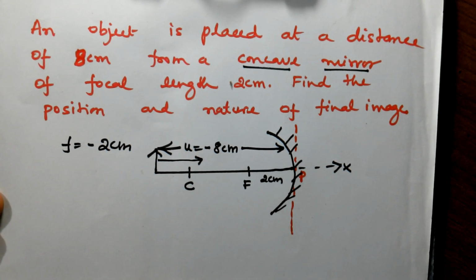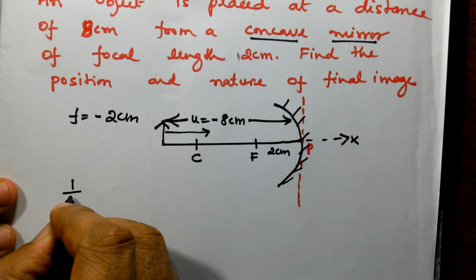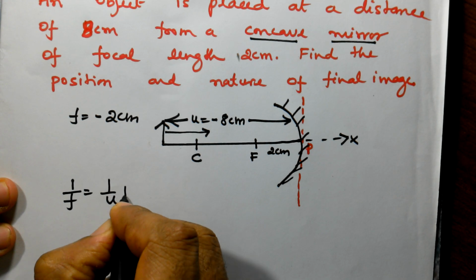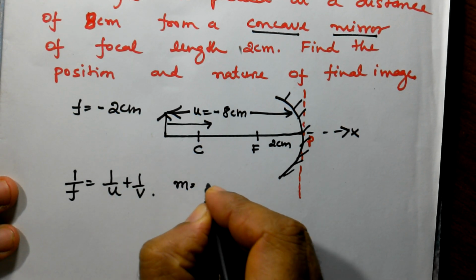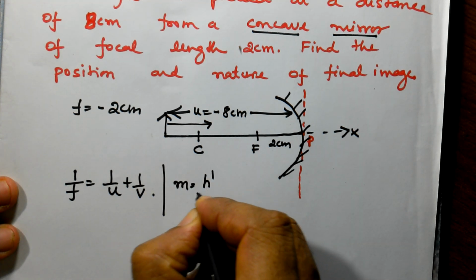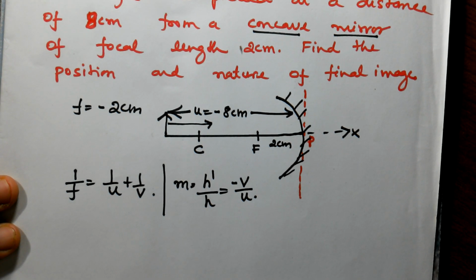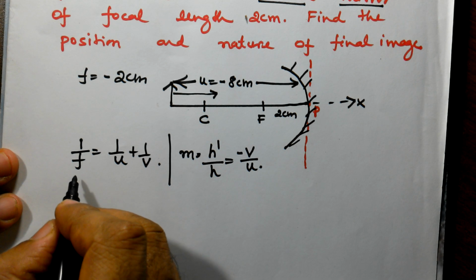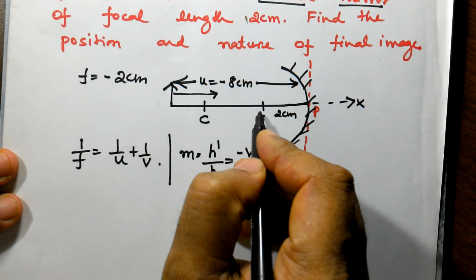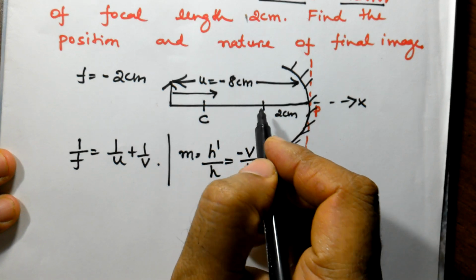Now you have the mirror formula: 1 by f is equal to 1 by u plus 1 by v. And magnification is equal to height of the image by height of the object, which is equal to minus v by u. That's what we have derived just now. Now substitute the values. 1 by focal length: actually the focus comes here, in a concave mirror the rays of light meet, so that comes to the left, minus 2.